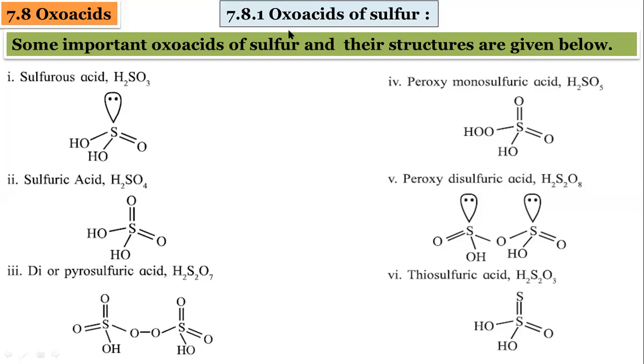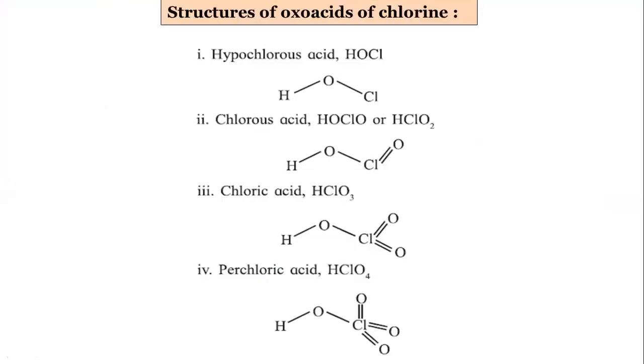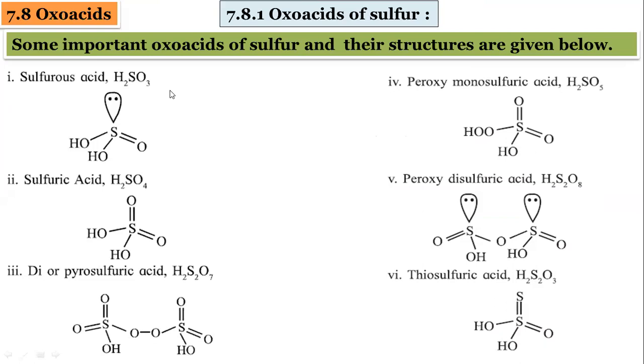Now the next part is oxo acids of sulfur. These structures are asked for the examination, remember. Draw the structures of oxo acids of sulfur. Oxo acids of chlorine are given in the next slide. First, I will explain oxo acids of sulfur. There are 1, 2, 3, 4, 5, 6 structures given. First one, we will discuss sulfurous acid. Sulfurous acid is different from sulfuric acid. It is H2SO3.